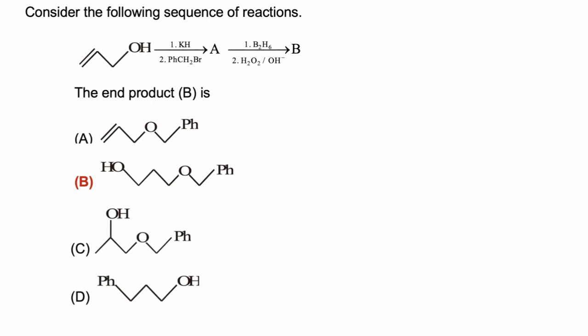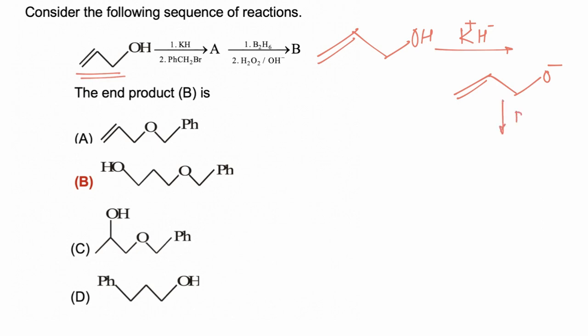Consider the following sequence of reactions and find the end product of the reaction. So first an alcohol is taken. Now this alcohol molecule, in presence of KH, where H negative acts as a very strong base, removes H positive ion from the alcohol to form an alkoxide ion. Now this alkoxide ion will react with PhCH2Br via SN2 mechanism. So Br is removed and it is converted to an ether.